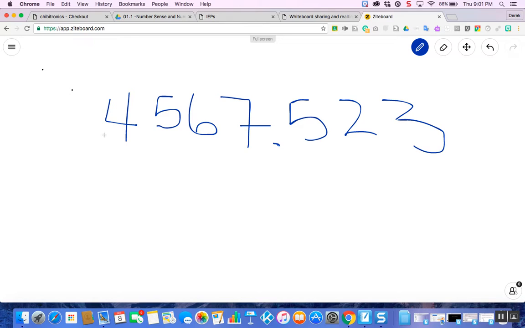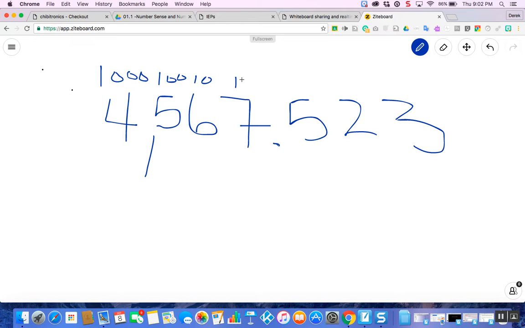Okay, so we have the number 4,000, and I'm going to throw a comma, 567 and 523 thousandths. So another way of writing this, just so you understand the value, is that this is actually our thousands column, our hundreds, our tens, and our ones.